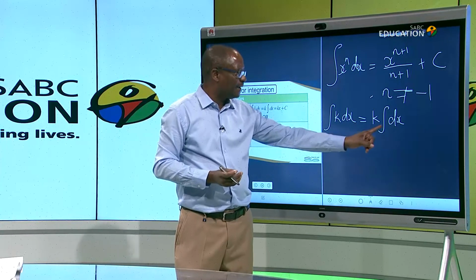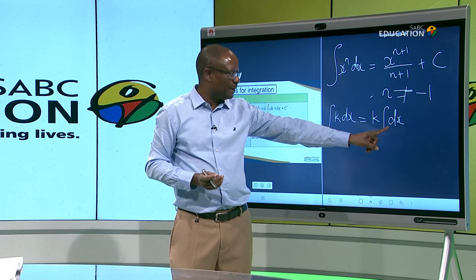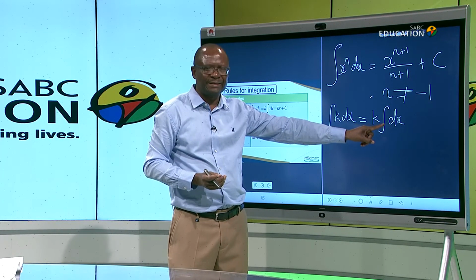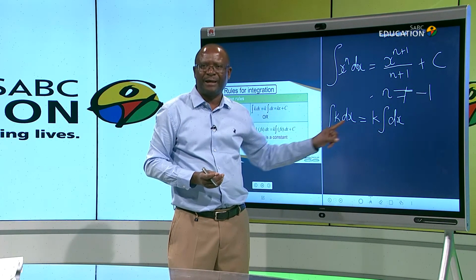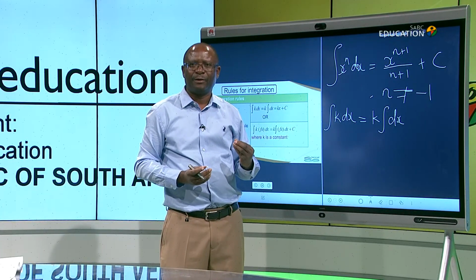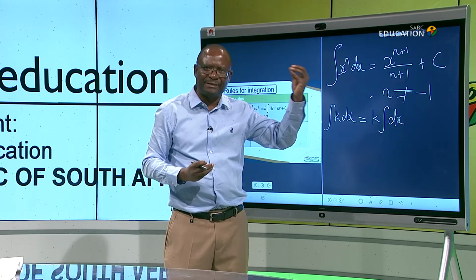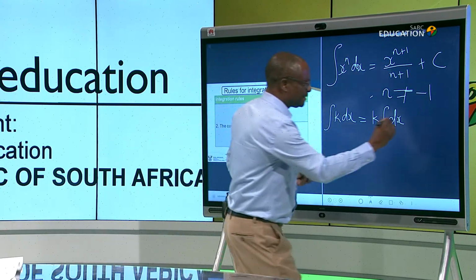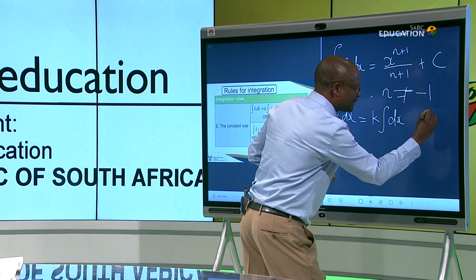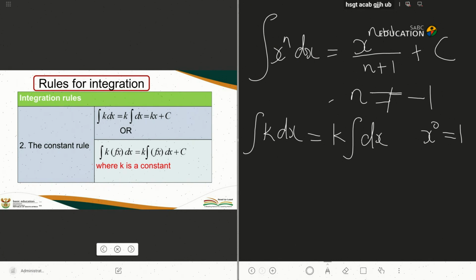But now remember, we are to integrate in terms of x. But our integrand here does not have that x. It means we must introduce that x, which is not there. How do we introduce it? Remember the exponential laws that we said, x to the exponent of 0 equals 1. That rule must be applied here.